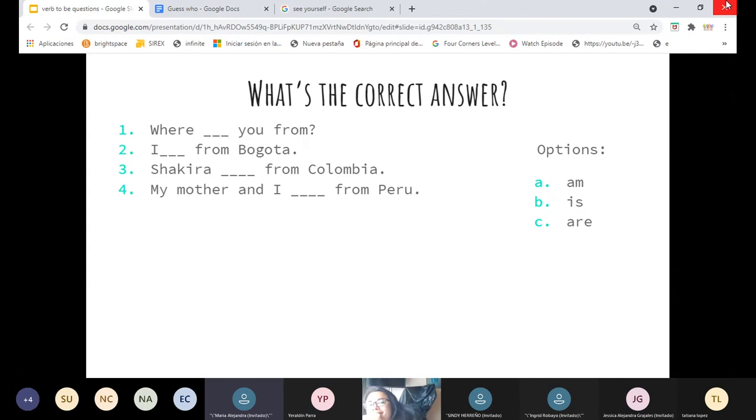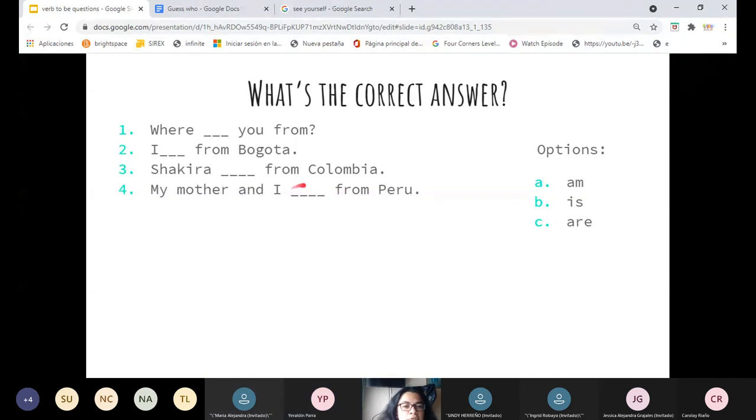My mother and I am from Peru. Okay, pero ahí tenemos un problema porque dice "my mother and I." Entonces ahí no vamos a poder usar am. Hay que tener cuidado cuando usemos I, porque si está solito va a ser am sin problema, pero cuando viene acompañado de alguien más no vamos a poder usar am. Aquí es plural. Entonces vamos a usar are.